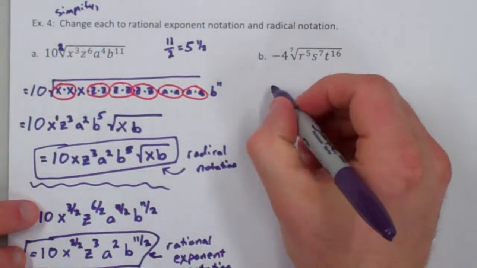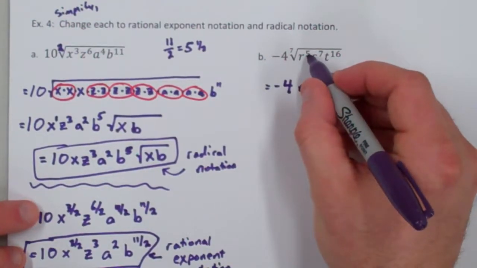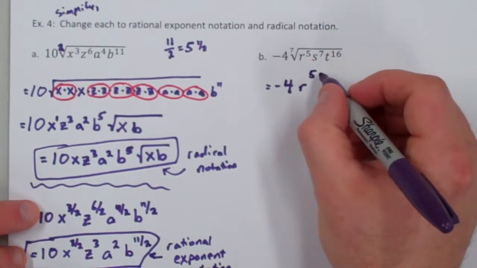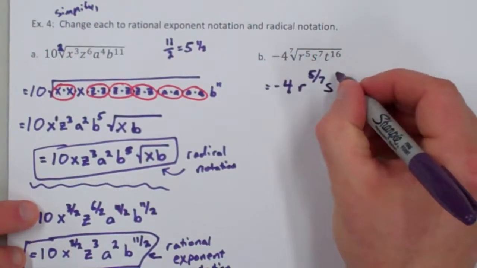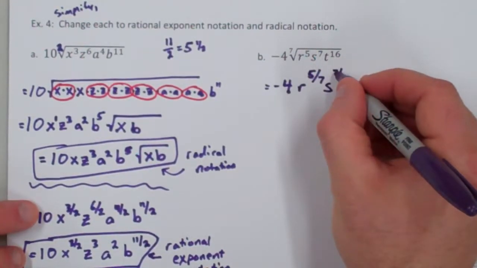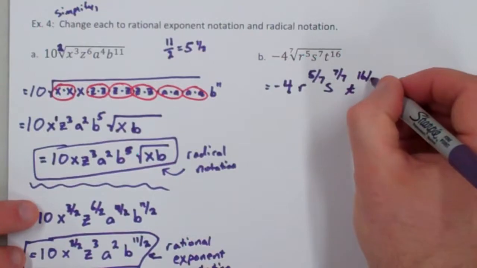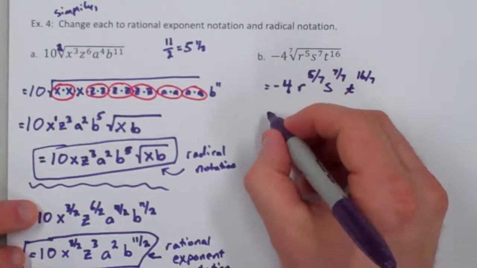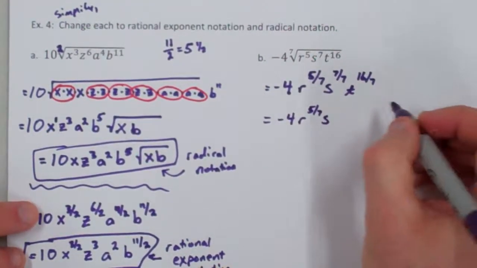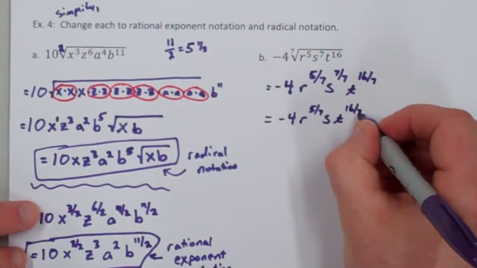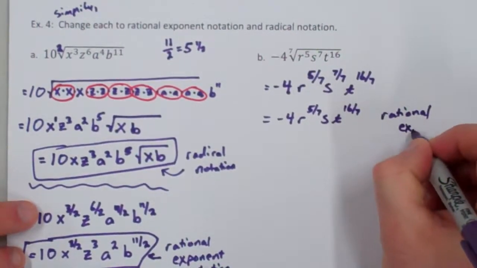The -4 is outside, so just go ahead and leave it outside. Remember that if you have the base and then this power here, this exponent will become the numerator, and the 7, the radical or the root, will become the denominator. And we can go ahead and do that with all of them. So the 7 here is in the numerator, and the 7 goes in the denominator. T to the 16 would be 16 over 7. Simplify this a little bit. So -4 r to the 5 over 7, s to the first, or just s, and then t to the 16 over 7. We can't simplify anything there. And so this is going to be your rational exponent notation answer.